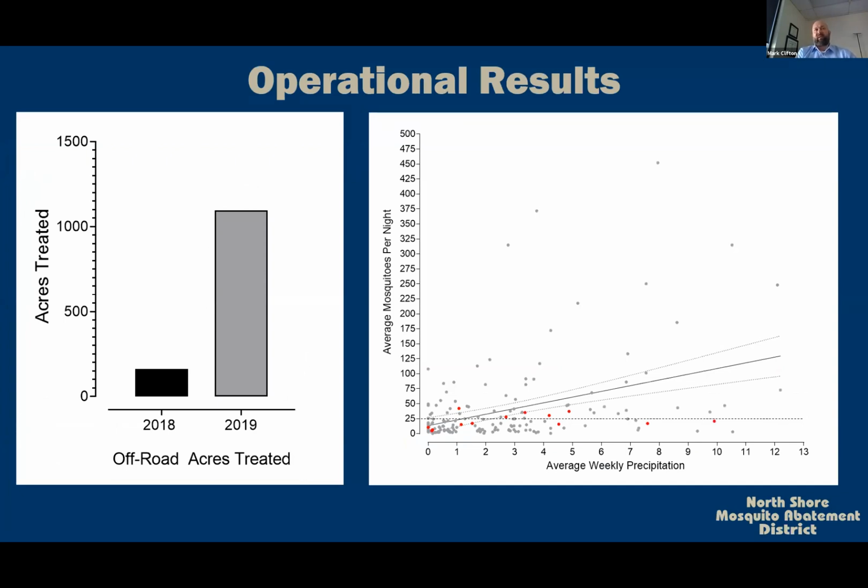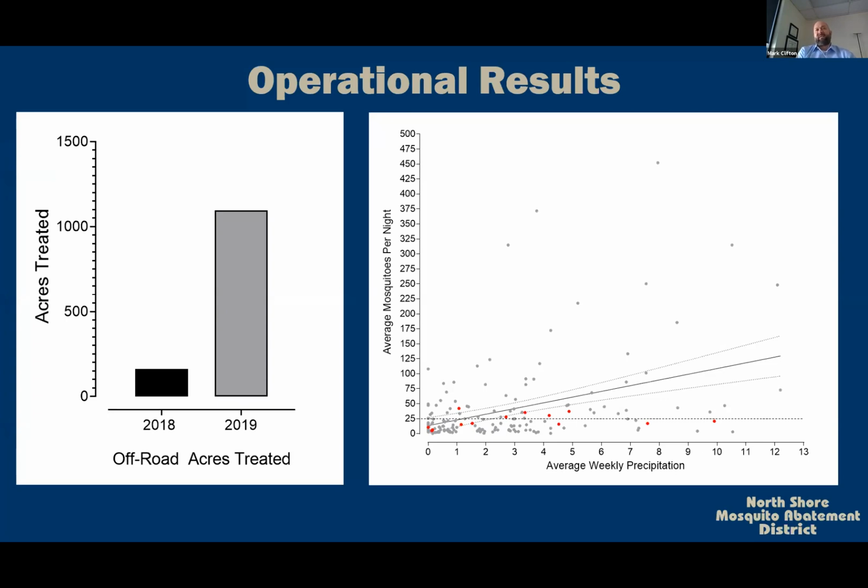More district-wide results. In 2018, before we had the turbine, we were able to do maybe 200 of these acres manually by backpack and by vortex. With the turbine, we were able to increase that dramatically to maybe 1,100 or 1,200 acres treated, which was basically a 5-fold increase in the amount of acres we're able to treat.